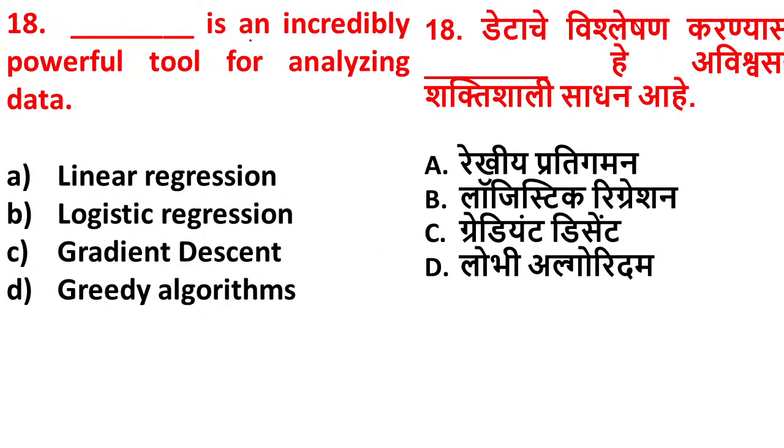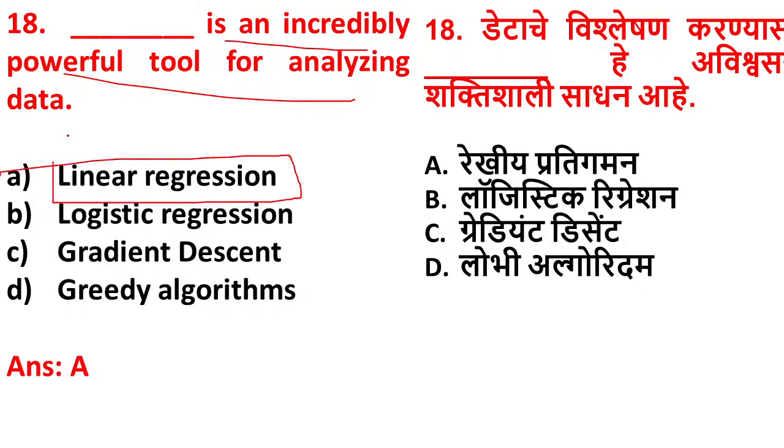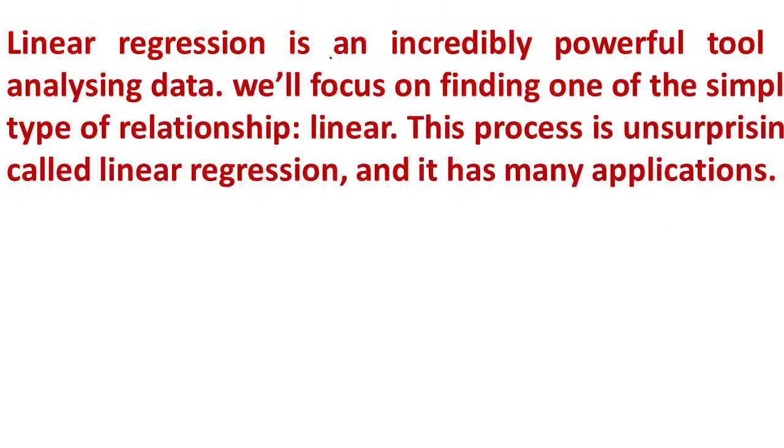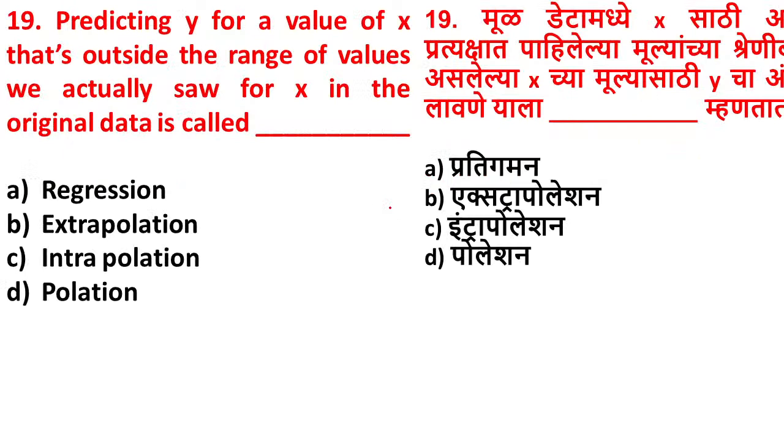Question number 18. Dash is an incredibly powerful tool for analyzing data. Option A linear regression, option B logistic regression, option C gradient descent, option D greedy algorithms. Yes, here the right answer is option A, linear regression. It is a powerful tool for analyzing data. We will focus on finding one of the simplest types of relationship here, that is linear, and this process is called linear regression.